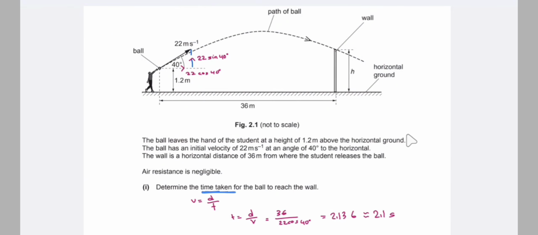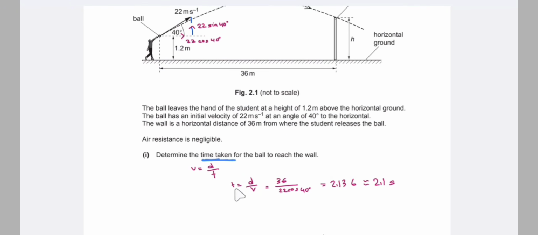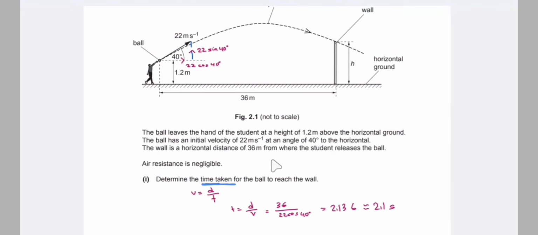To find the value of time, we have been given the value of velocity and we know the distance. So we can use the formula velocity is equal to displacement by time. So time is equal to displacement by velocity.